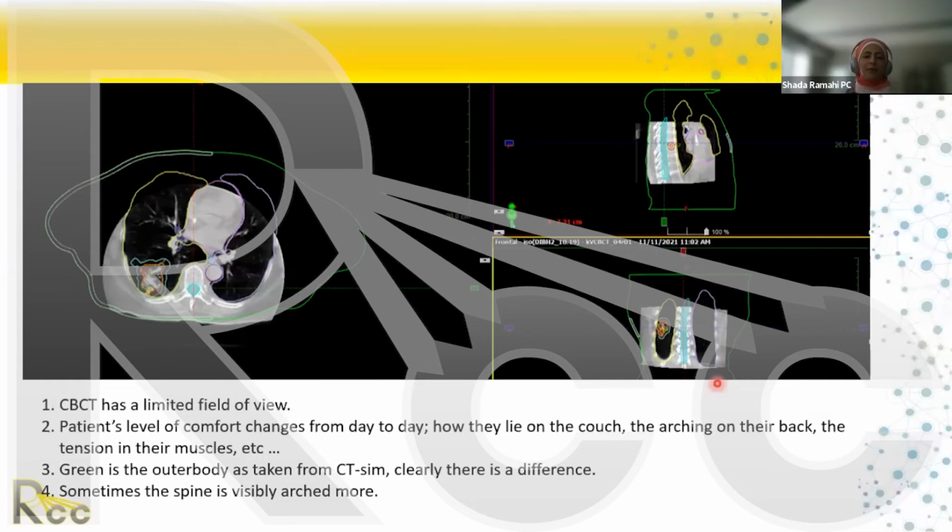We correct any discrepancy. We don't say a 1 millimeter discrepancy is fine. If the alignment or registration between CT SIM and CBCT tells us we need 1 degree, 0.6 degree, or 1 millimeter, or 0.6 millimeter, we correct for it. Okay? We always correct for it.